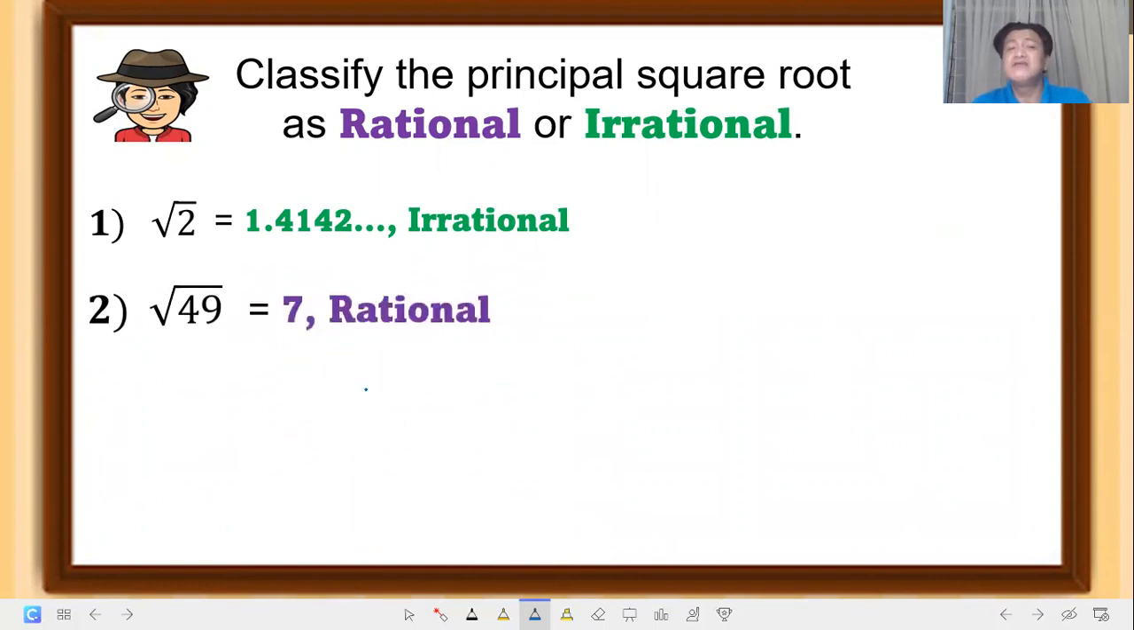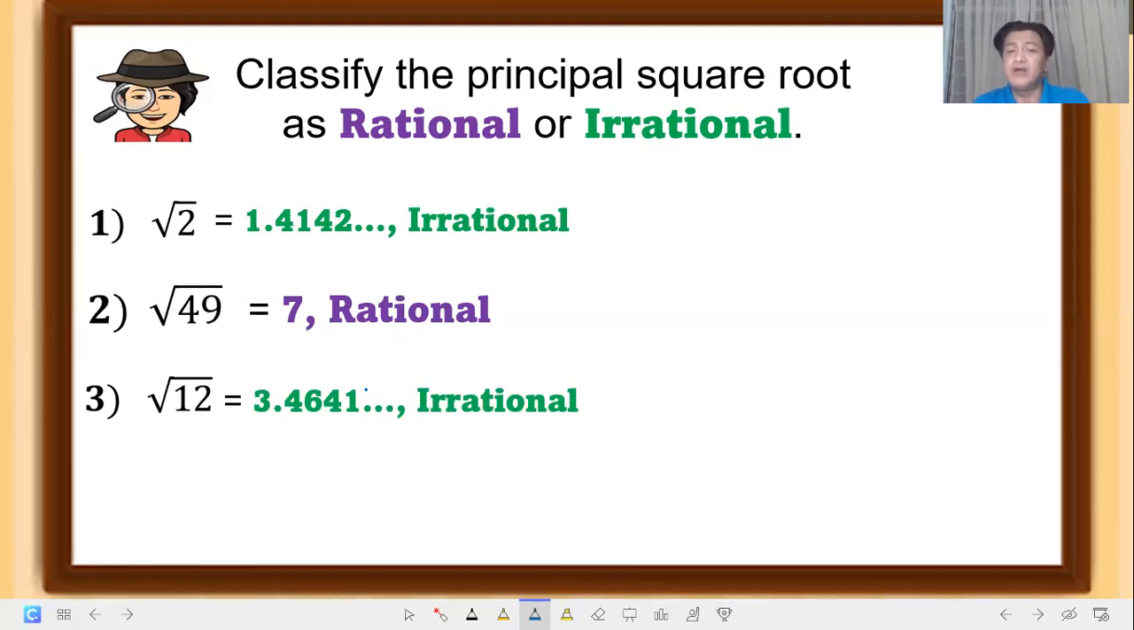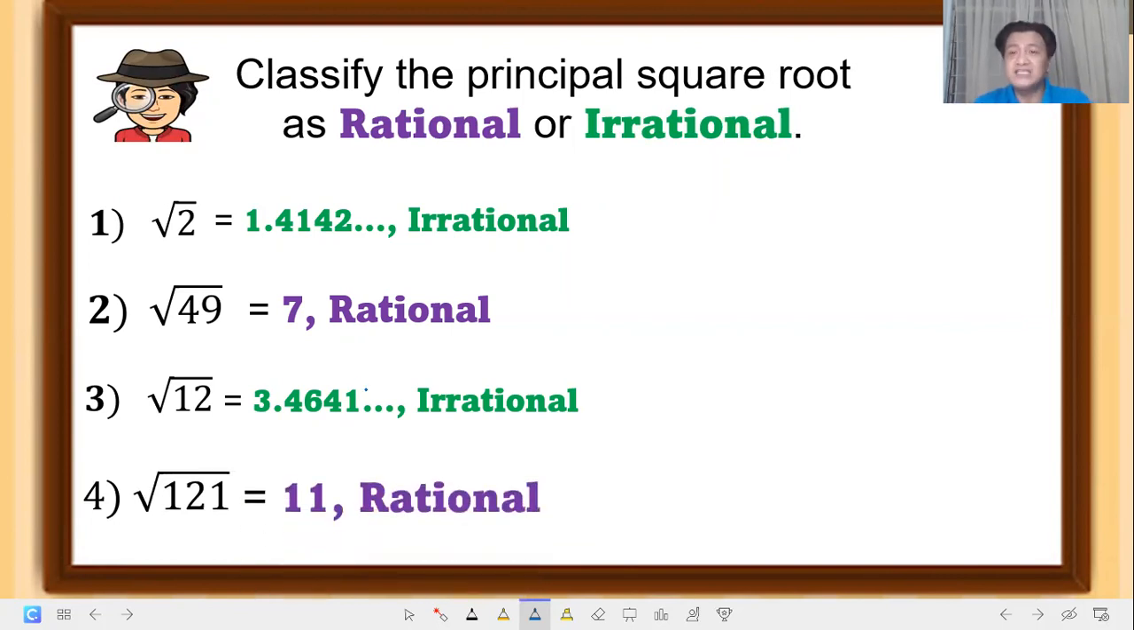So, that is 7. Di ba? Nasa perfect square siya. Yung ating radicand. So, rational. Number 3, that is square root of 12. That is 3.4641. Or, di ba yung 12, yung radicand natin, wala siya doon sa listahan ng perfect square. So, alam mo na agad na irrational yon. And of course, 121, the square root of that is 11 kasi perfect po siya.